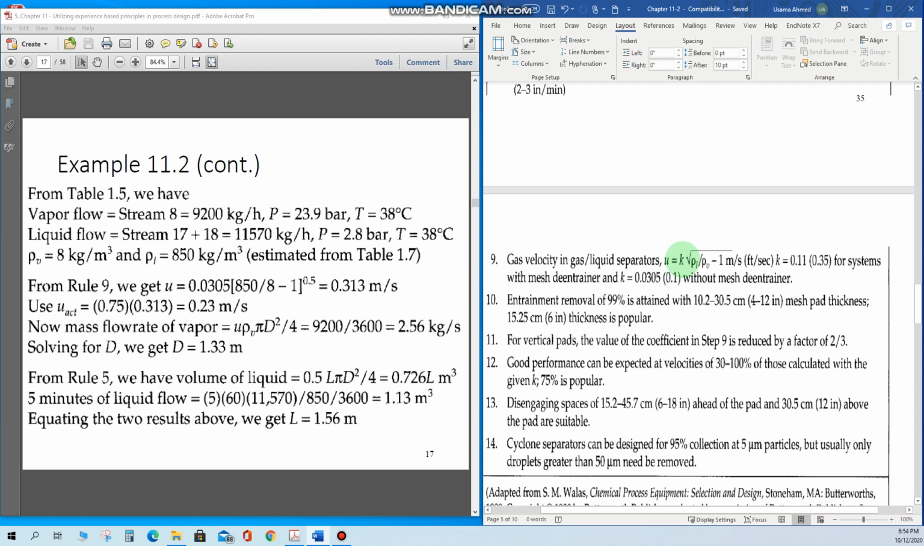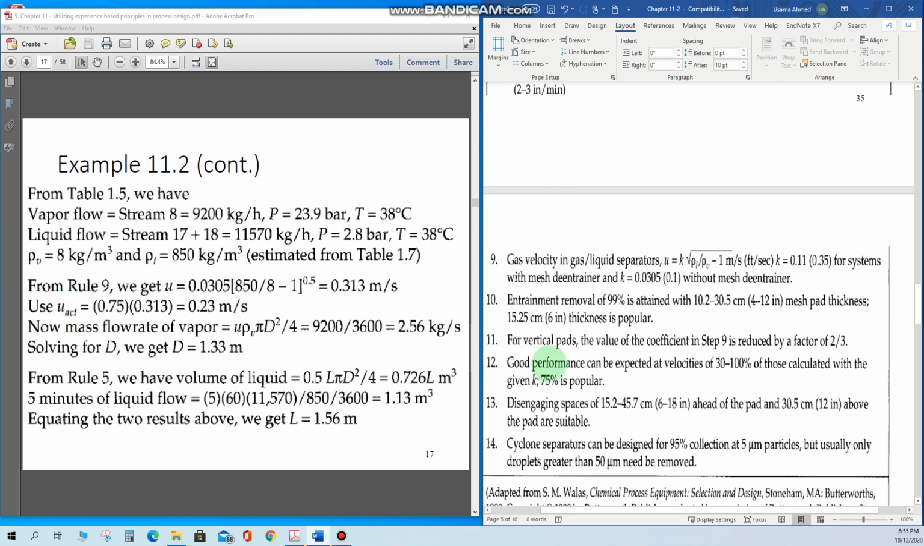So the value for the k that we selected earlier for the mesh without the entrainer, we can have 0.0305 for the k. We have the value for the density for the liquid, we know the density for the vapor, and then we can solve this equation. So the velocity for the gas that we get from this equation or the heuristic is 0.313 meter per second.